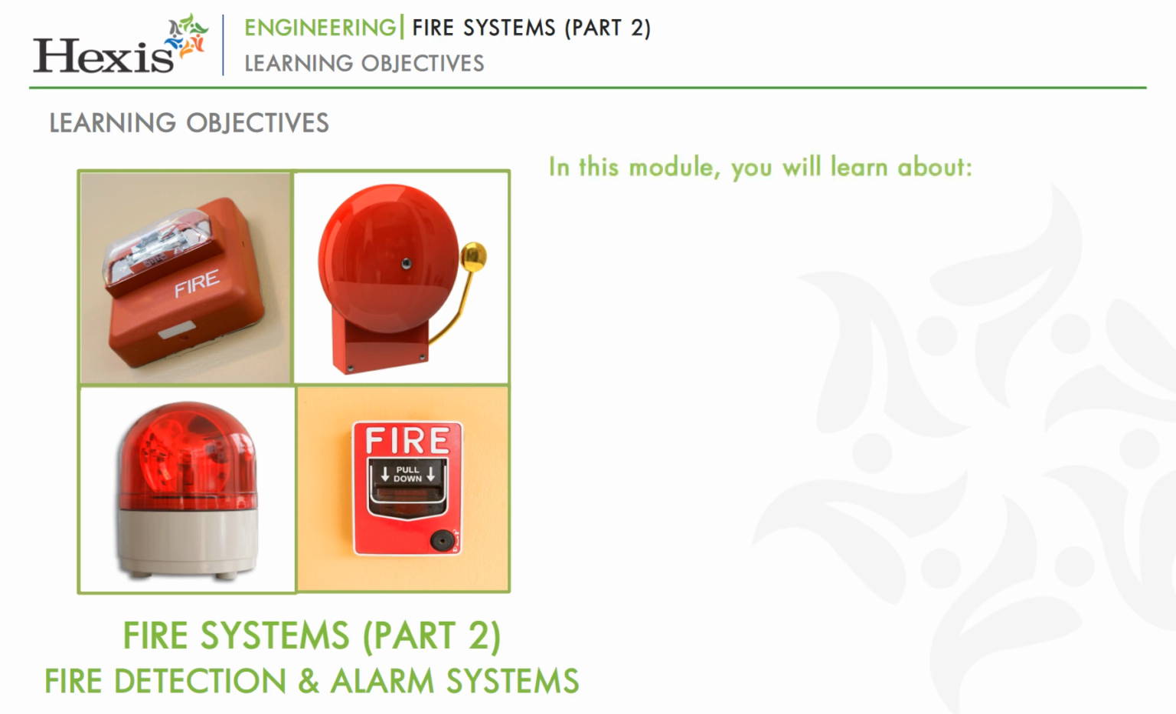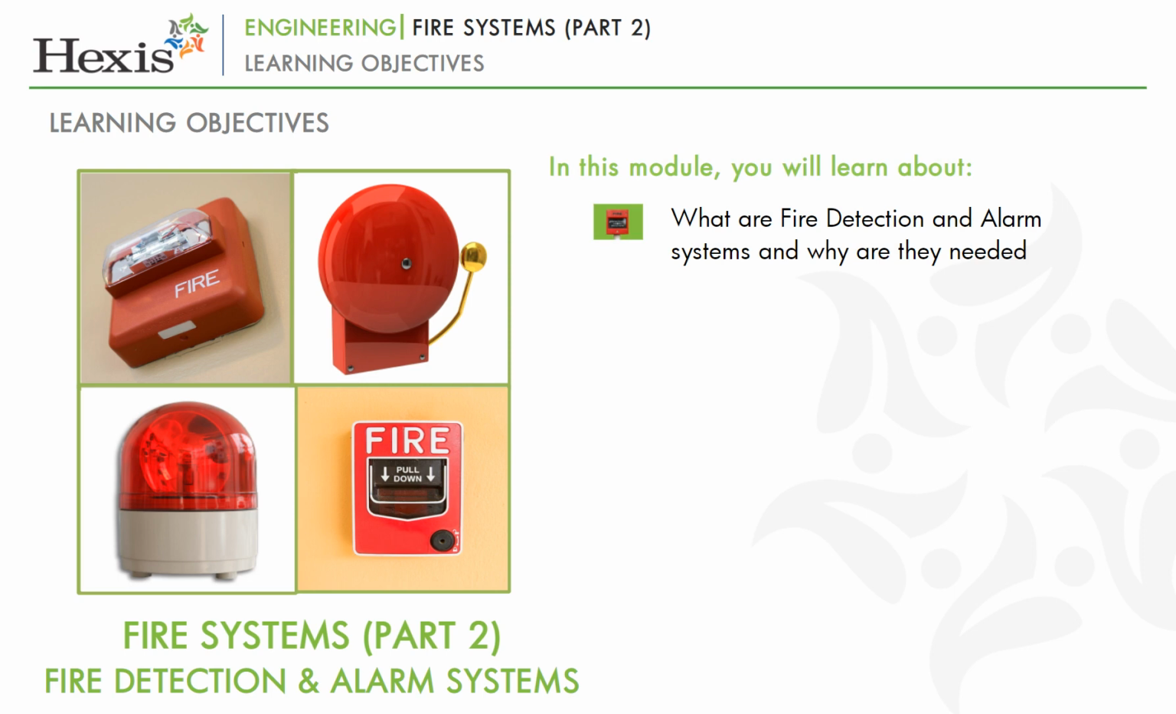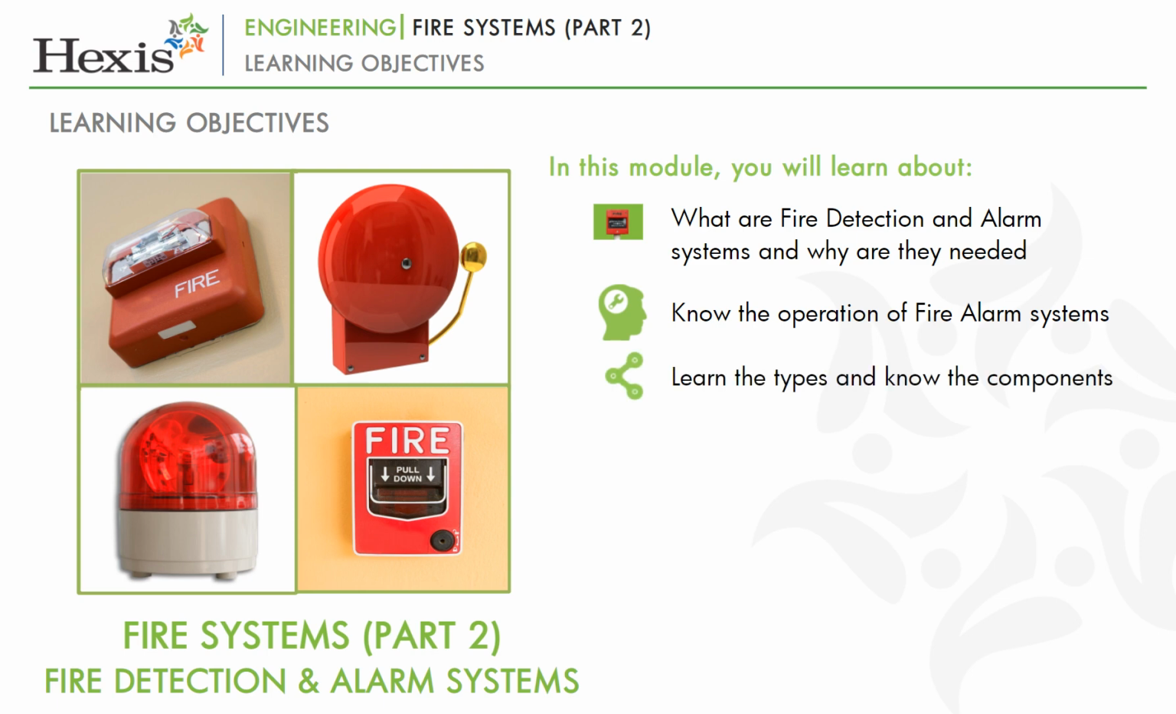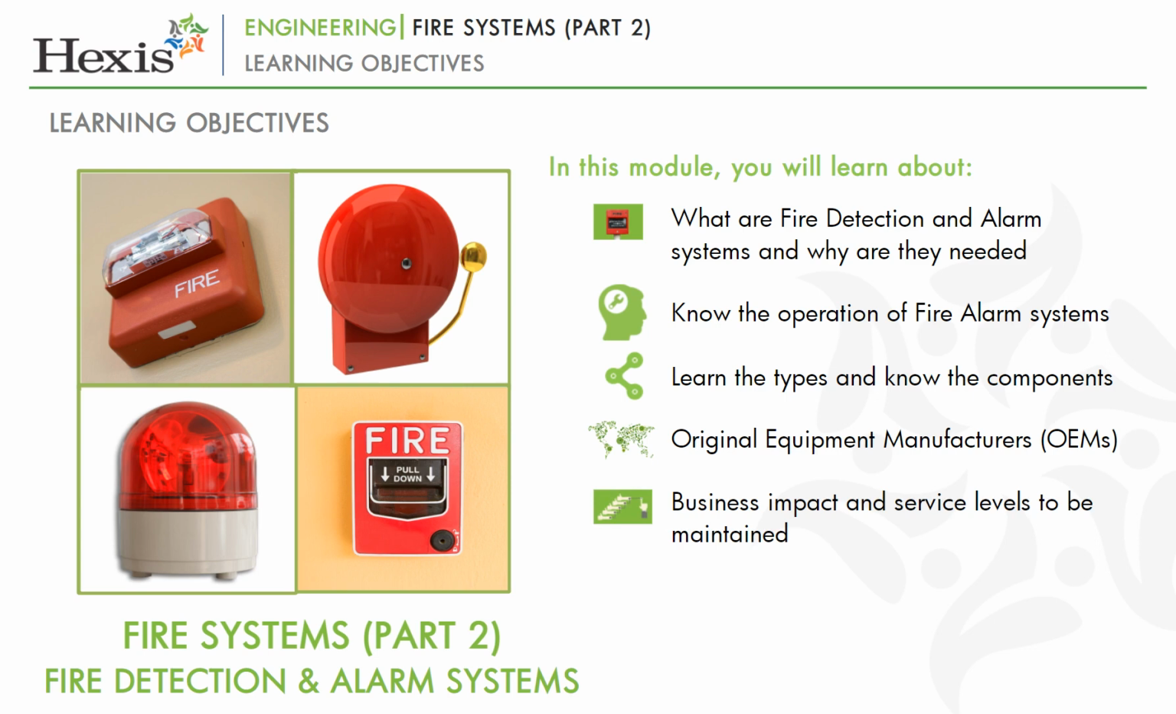By the end of the e-module, you will be able to explain what fire detection and alarm systems are, learn why fire detection and alarm systems are needed, understand the operation of a fire alarm system, know the types of fire detection and alarm systems, understand the components of a fire detection and alarm system, know the original equipment manufacturers, that is OEMs, of fire detection systems, and understand its impact on business.